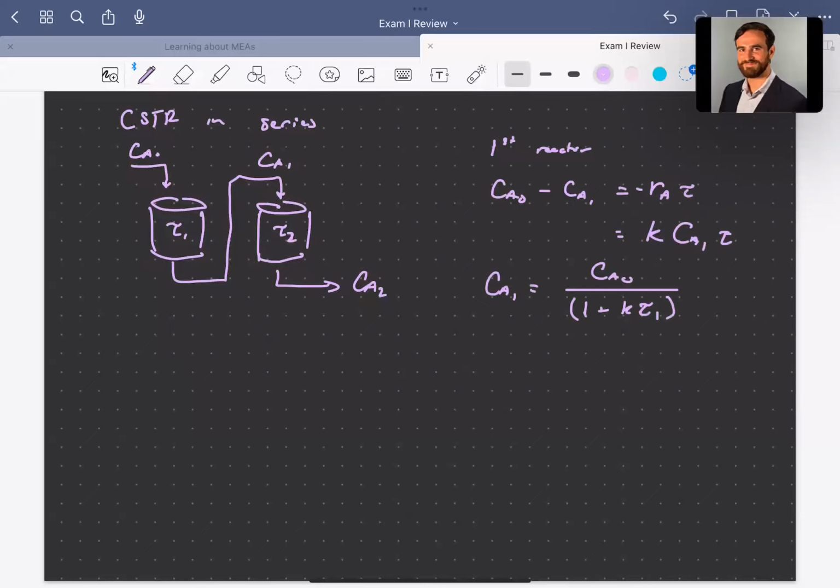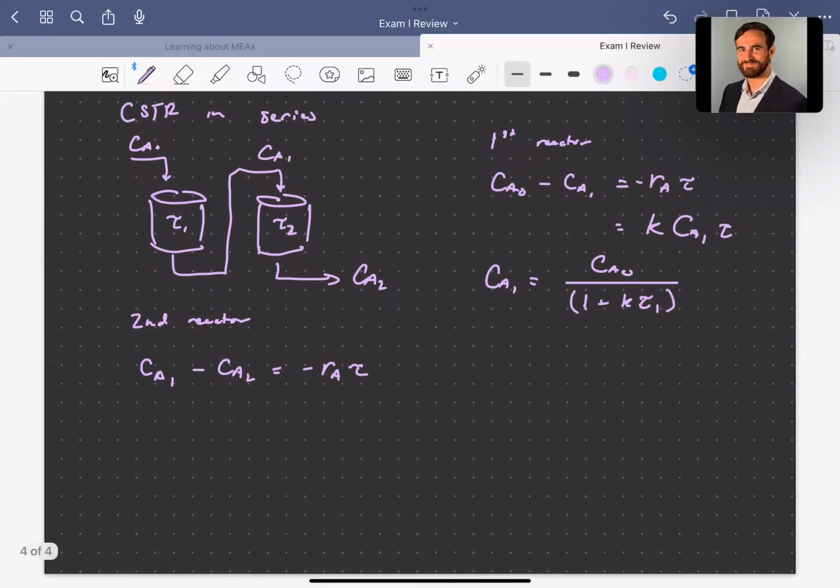Okay, so then we can do a similar mole balance on the second reactor. So we have now Ca1 as our inlet concentration, Ca2 as our outlet concentration, and this is again equal to the rate of consumption of A times tau. But here the rate is evaluated at the conditions of the second reactor, so that's equal to k Ca2 times tau. And so again, this tau is tau2 for the second reactor.